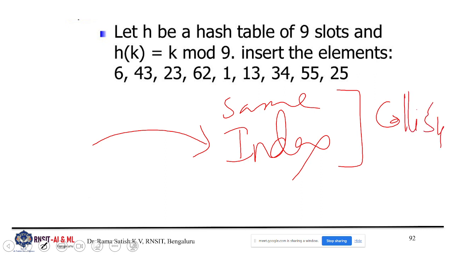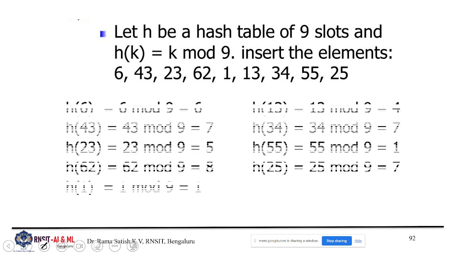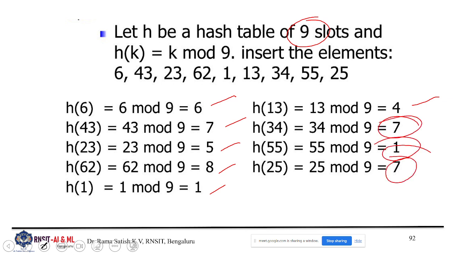So you get collision. So collision you are going to get. So how to resolve this collision? That is the first point that you should understand. Whenever you calculate this, you got all these values. There are 9 slots when you calculate. So 6 is unique, 7 is unique, 5 is unique, 8 is unique, 1 is unique, 4 is unique, 7 is a clash, 1 is a clash, and 7 is a clash. So there are 3 numbers that you got clashes. So how to avoid this collision?